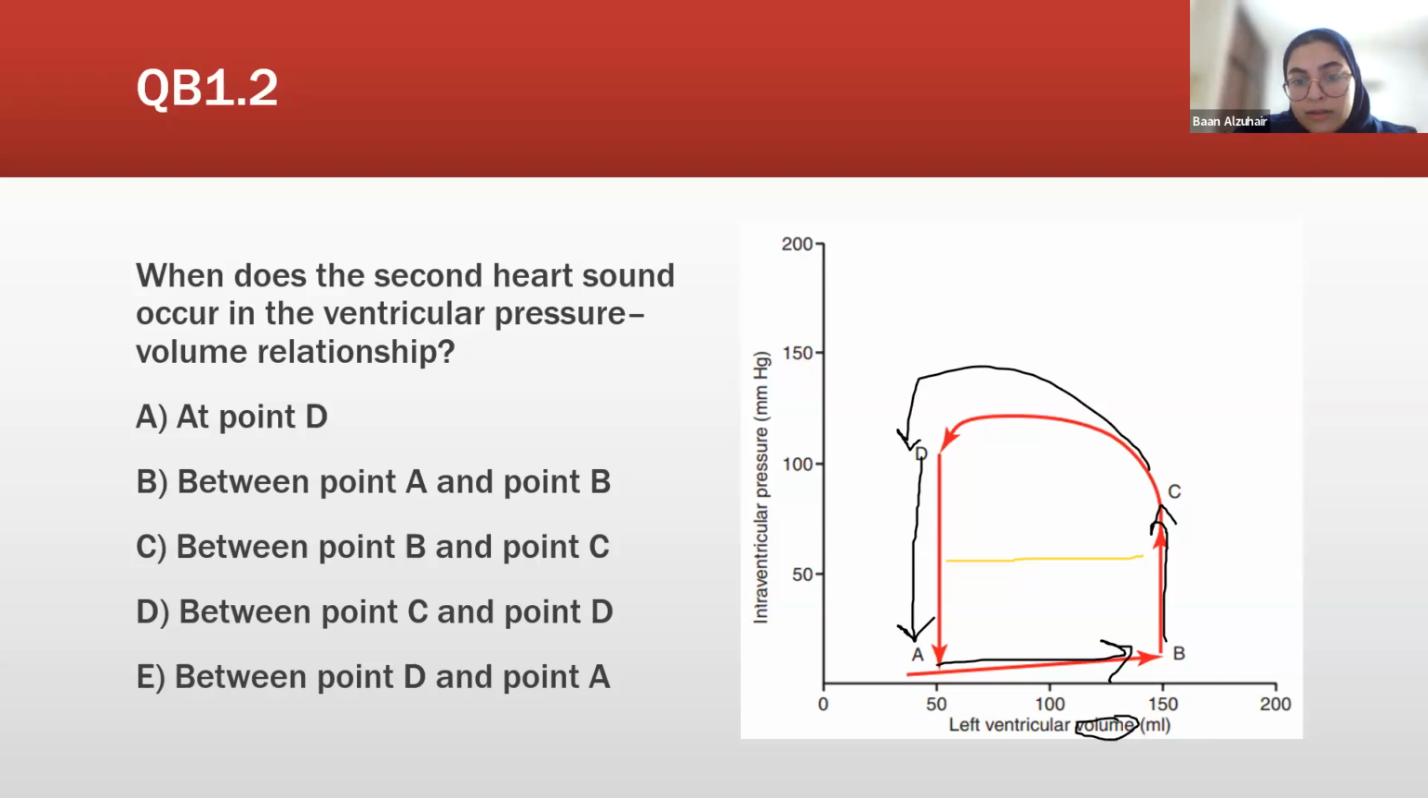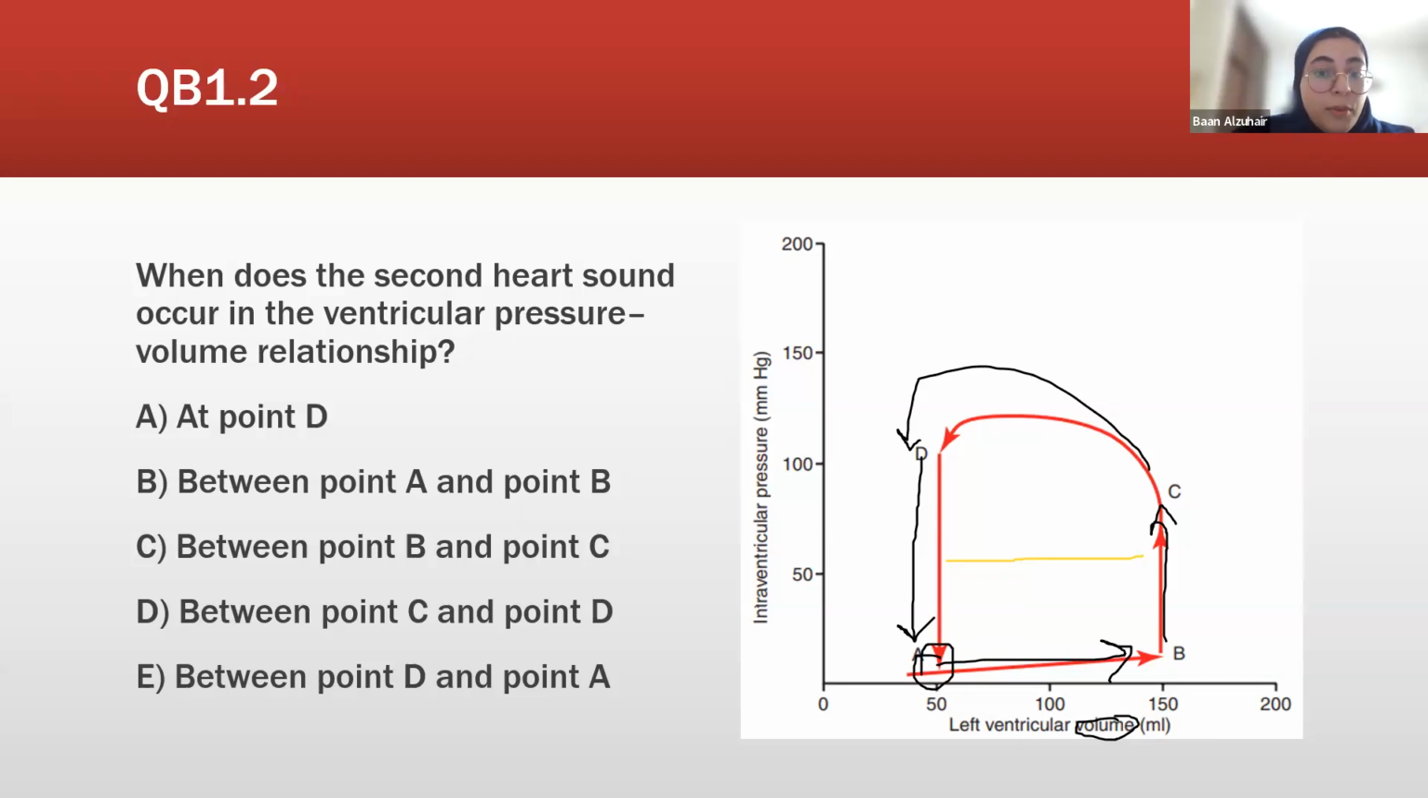So what type of valve opens at point A? The mitral valve. Yes, to allow the blood to go from atria to the ventricles, the AV valves, the tricuspid and the mitral, should allow blood to go from the atria to the ventricle.